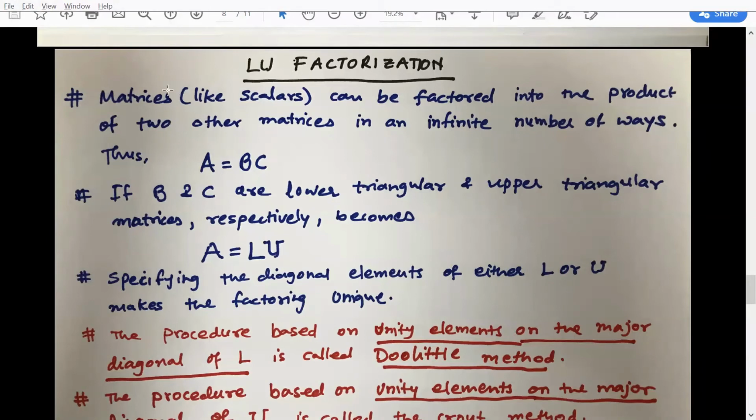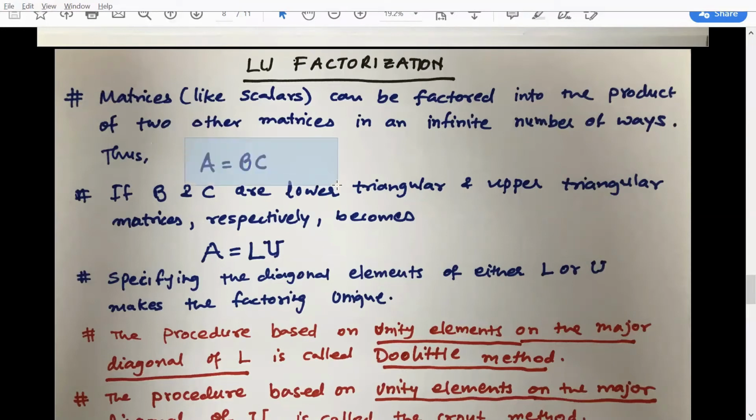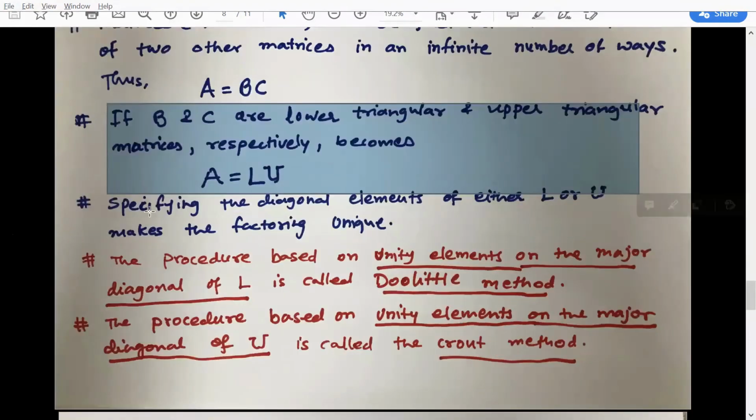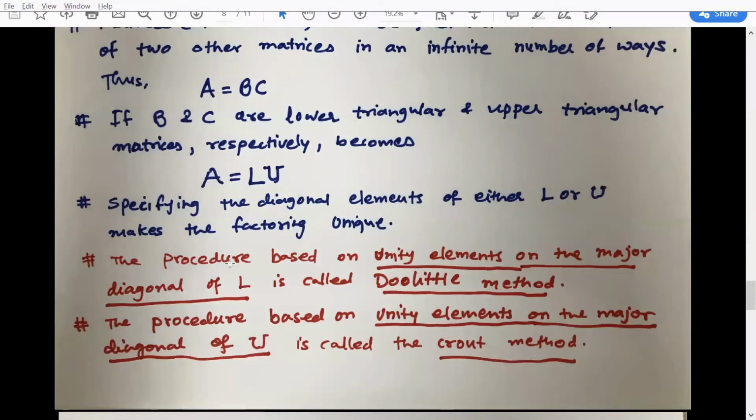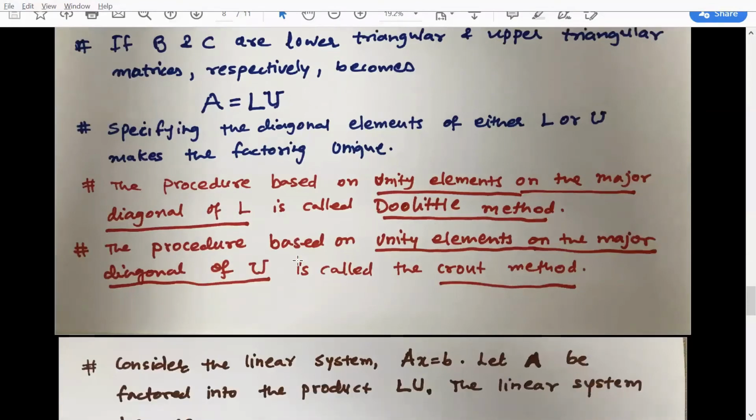So LU factorization, I just discussed, but then how to solve problems using that. Matrices can be factored into the product of two other matrices. That is, A can be decomposed into B and C matrices, and it can be lower and upper triangles, in an infinite number of ways. Means the product can happen in any number of ways. But right now we have lower and upper triangles, so A matrix becomes LU. Now, specifying the diagonal elements of either L or U makes the factoring unique. The procedure based on unity elements on the major diagonal has been discussed.